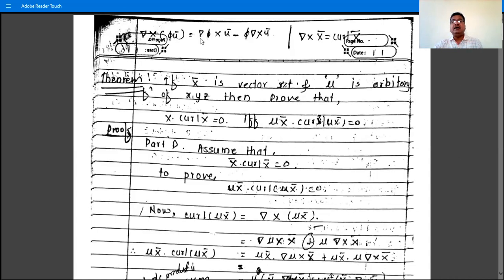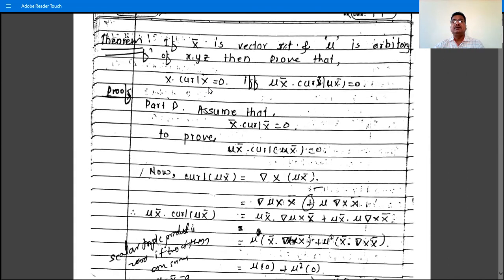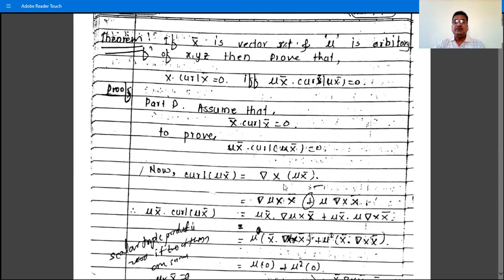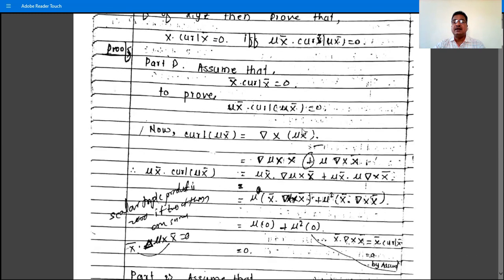If there is dot, then it is divergence of phi. Del dot phi is what? Divergence. Del dot means divergence, and del cross means curl. And just del means what? Grad phi.